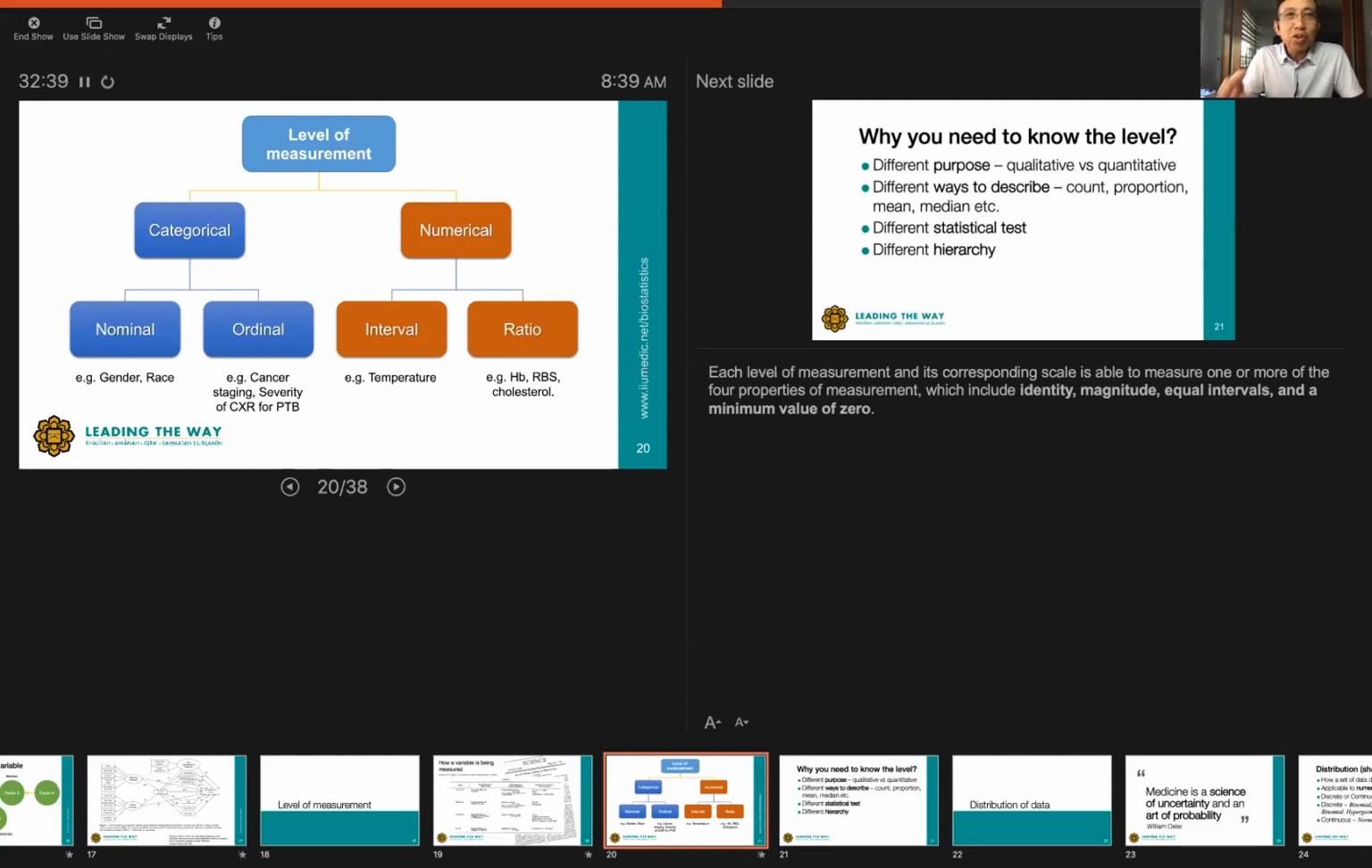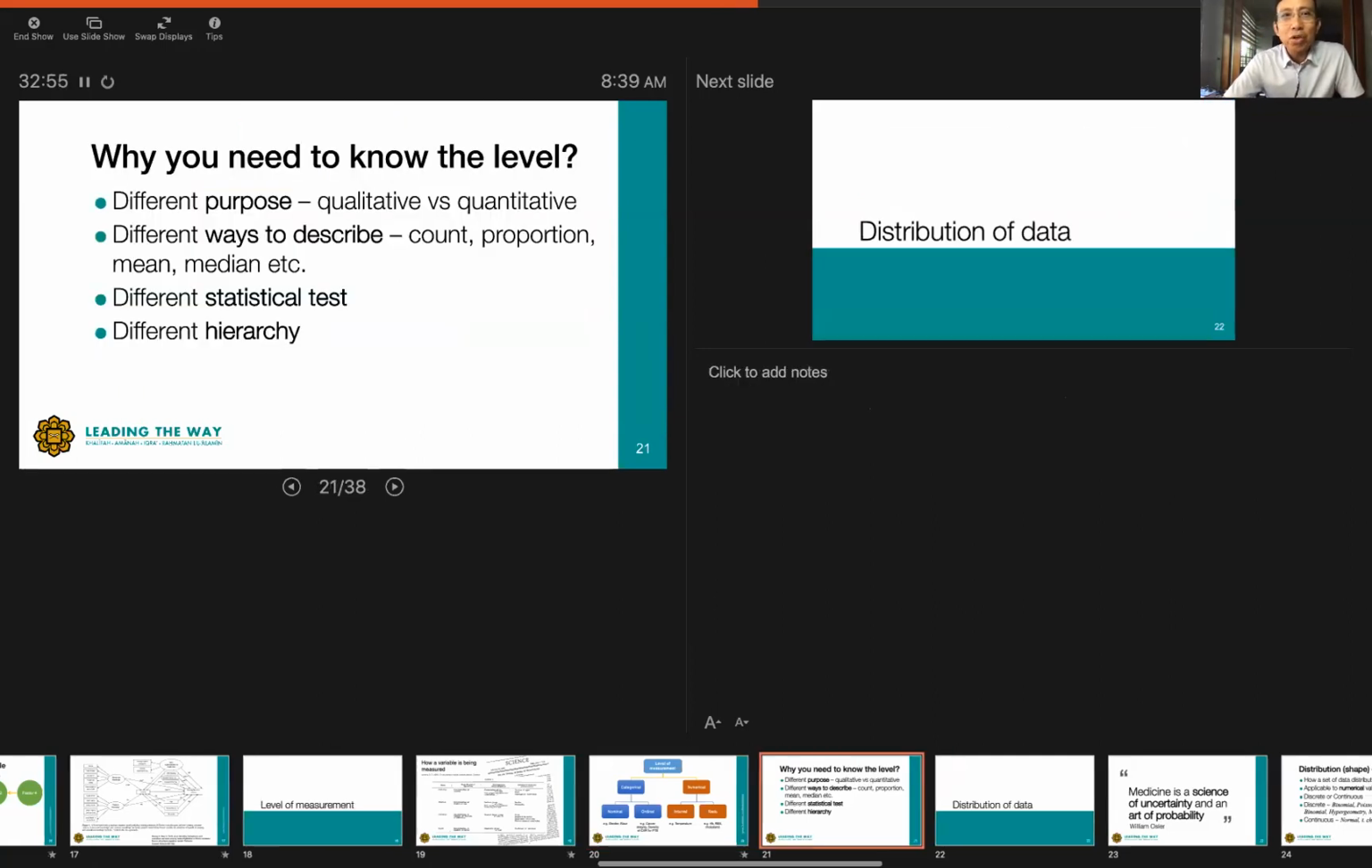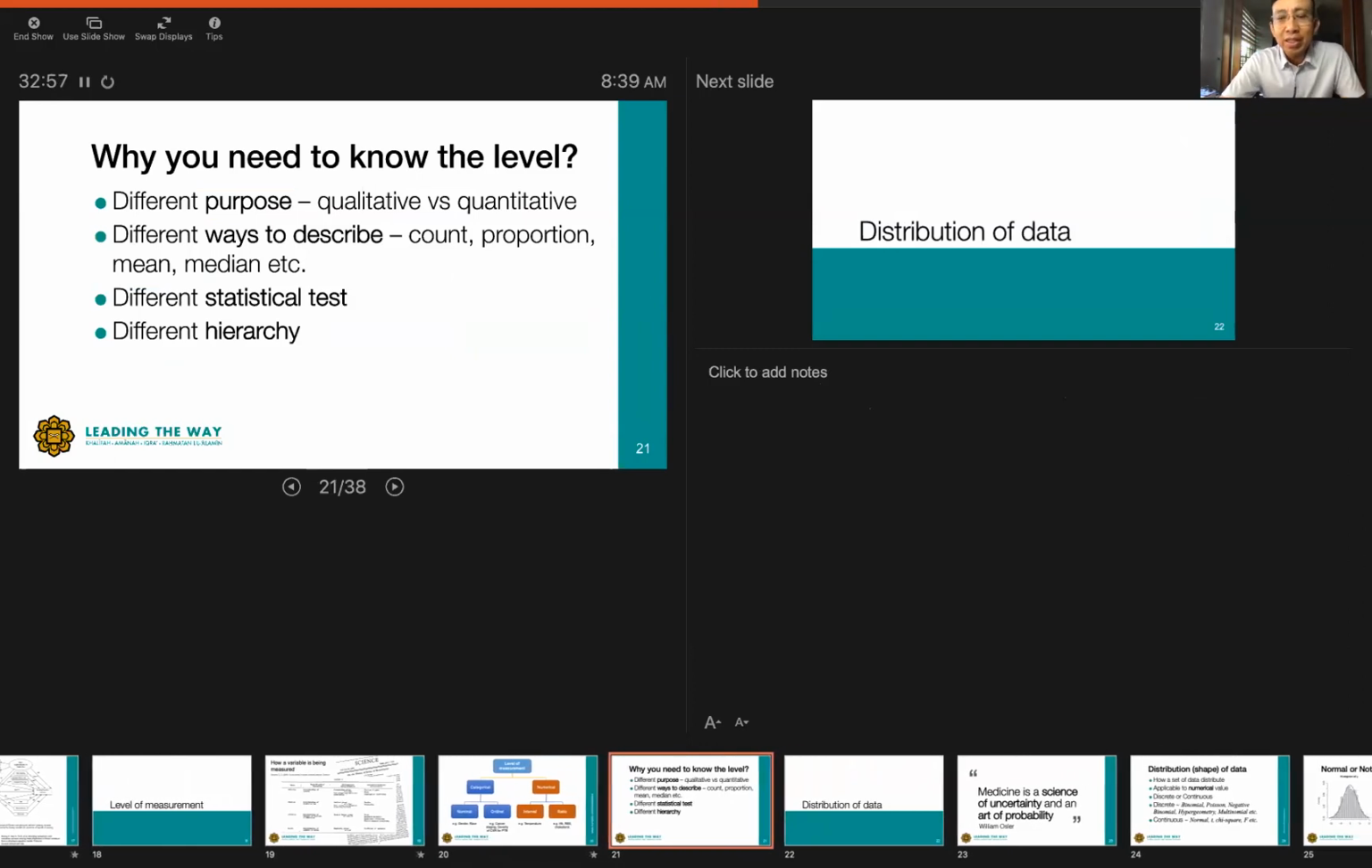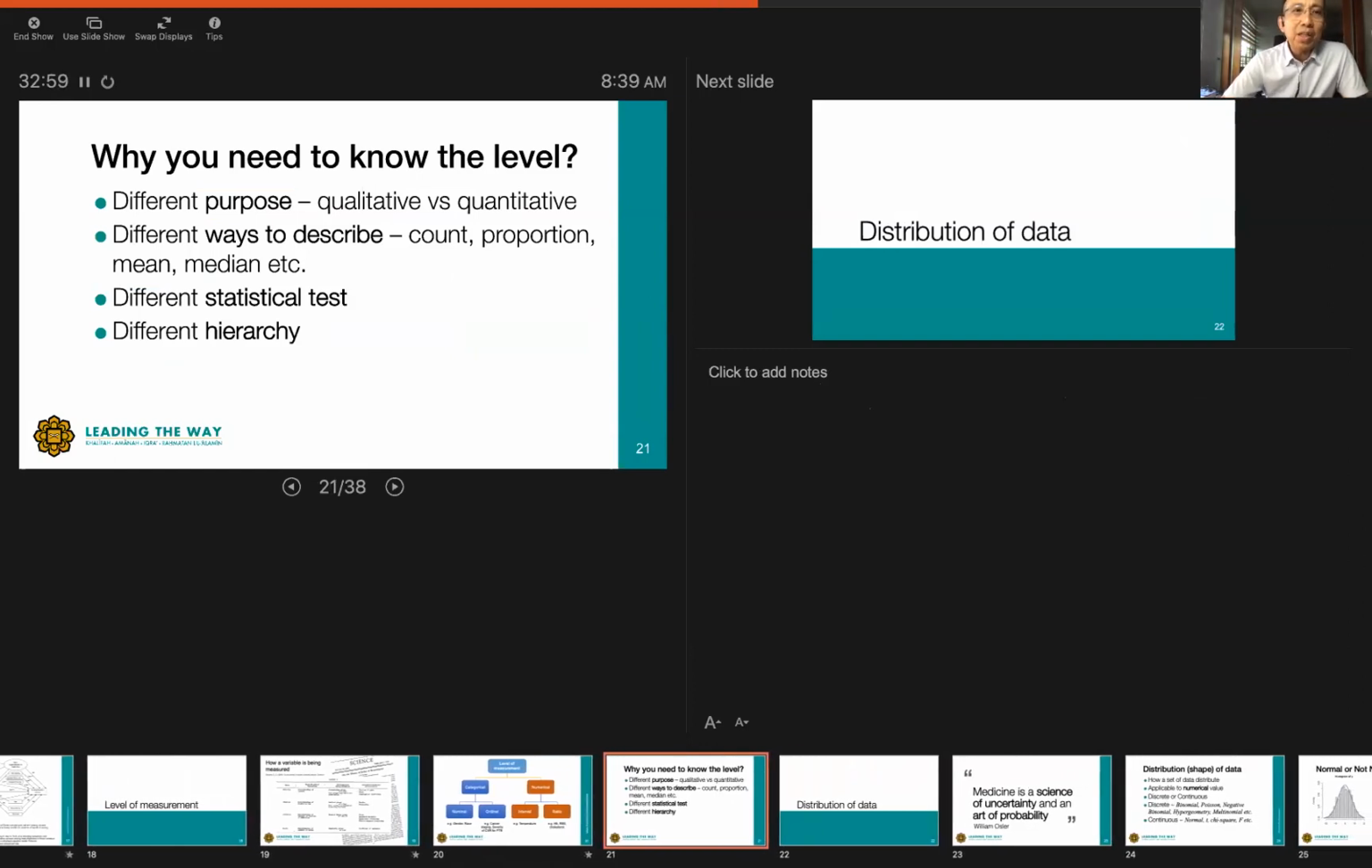In hemoglobin, 0 hemoglobin means you do not have hemoglobin. 0 blood sugar, you don't have sugar. But 0 temperature doesn't mean that there is no temperature. Temperature is always there. So you go back and study that one. I will not go into detail. So why is it so important for us to know all the levels? Because different levels have different purposes. One is qualitative, one is quantitative. What do I mean by qualitative and quantitative?